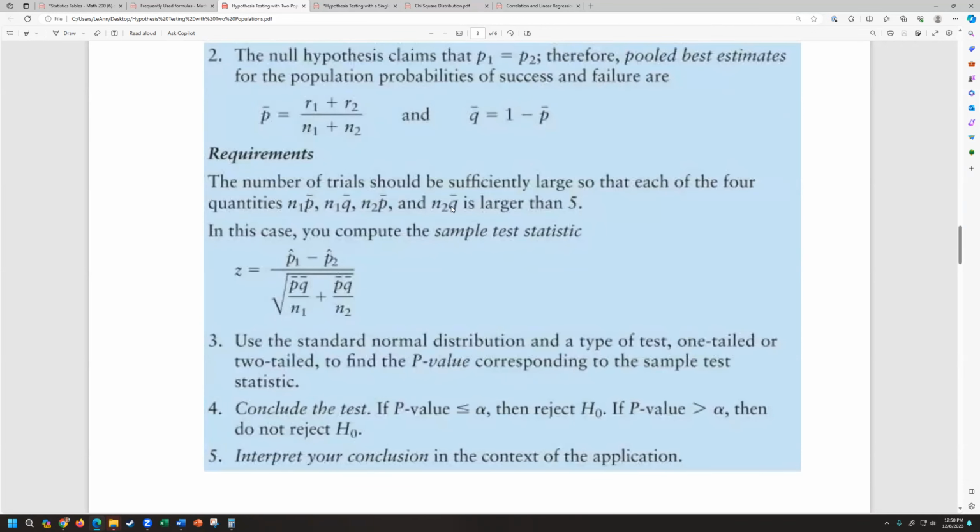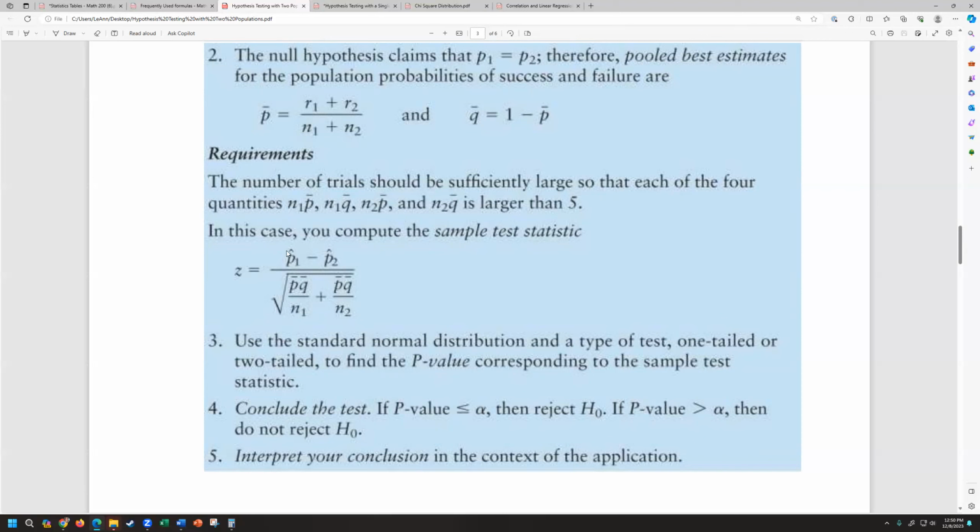So this is the big thing you have to remember to do. You have to remember to check that each of those is greater than 5 to make sure that you can use the normal approximation for a binomial experiment. So sample 1 times the pooled best estimate of success, sample 1 times the pooled best estimate of failure, sample 2 times that estimate of success for the population, and sample 2 times the estimate of the failure for the population. This is our Z test statistic formula.